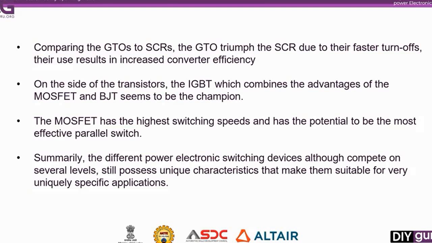The MOSFET has higher switching speeds and has the potential to be the most effective parallel switch. In the case of the SCR, the SCR has the highest current and voltage ratings, and overcurrent protection can be achieved via a fuse. The IGBT as well as the MOSFET have some of the easiest gate drive features among the types of switches we have studied.